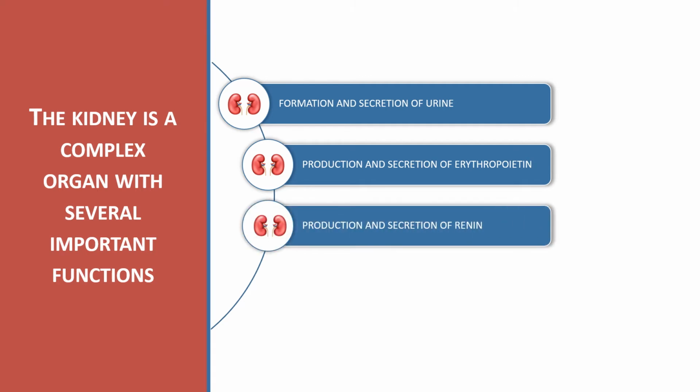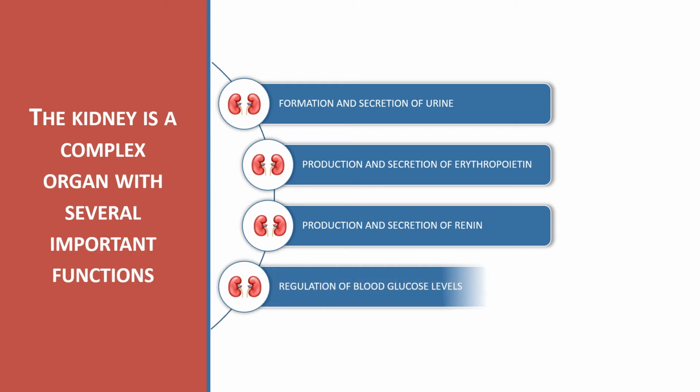It also produces and secretes something called renin, and that is involved in blood pressure regulation. And I touched on this on the previous slide. The kidney is also involved in the regulation of blood glucose levels, and in fact, in recent years, we've now got a class of drug that we use in people with type 2 diabetes that actually targets the defect that's gone wrong in people with diabetes that goes wrong in the kidney.